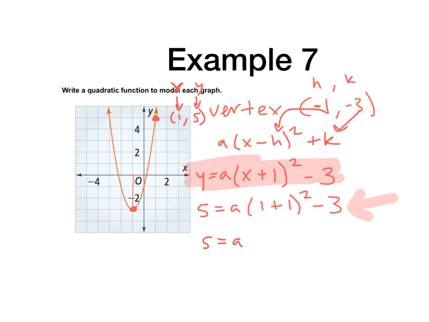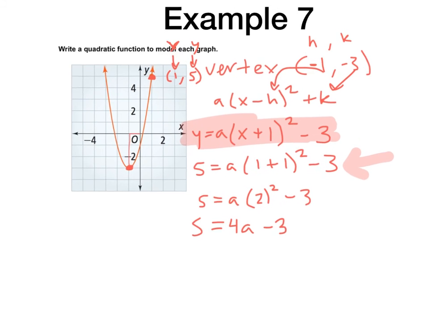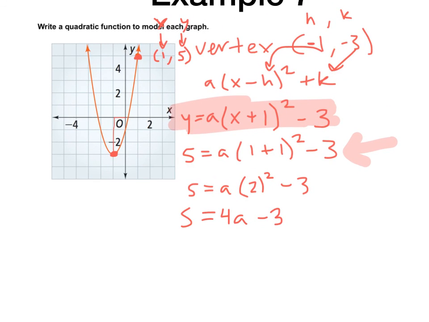So what's 1 plus 1? And what's 2 squared? So we have 4a minus 3 is equal to 5. Now what can we do? Add 3 to both sides. So we get 8 is equal to 4a. So a is 2. We divide 4 from both sides. And a is going to equal 2.